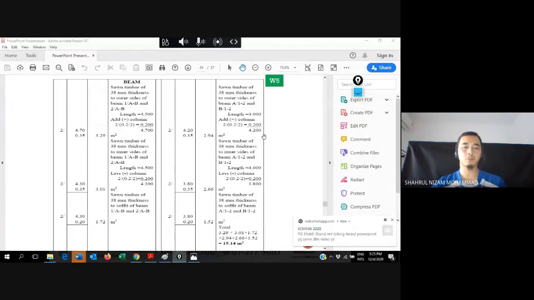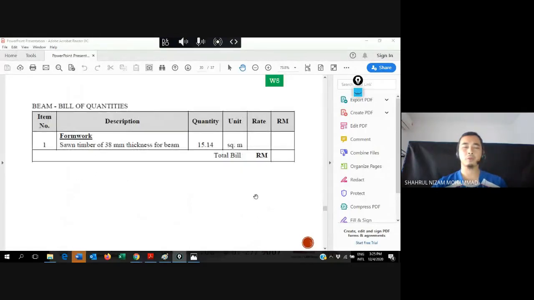So when you sum up, you will get 15.14 meters squared. So after you complete the taking off, you can proceed with preparing your BQ. So this is the BQ for formwork, the sawn timber quantity will be 15.14. The unit is square meter, you can just put it as meter squared. And the rate basically you can get from the supplier, or in the test, the rate will be provided to you and you can determine the amount here and the total costs here.